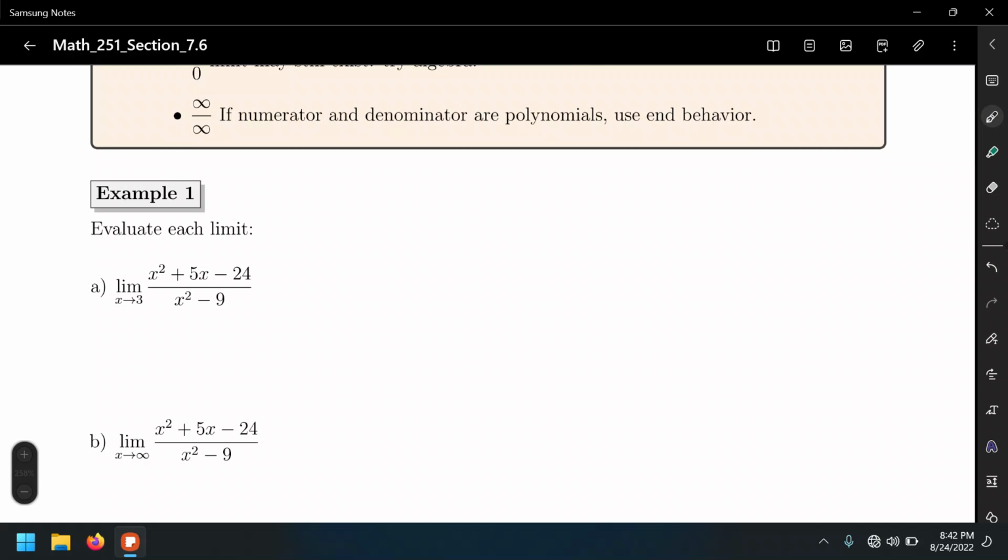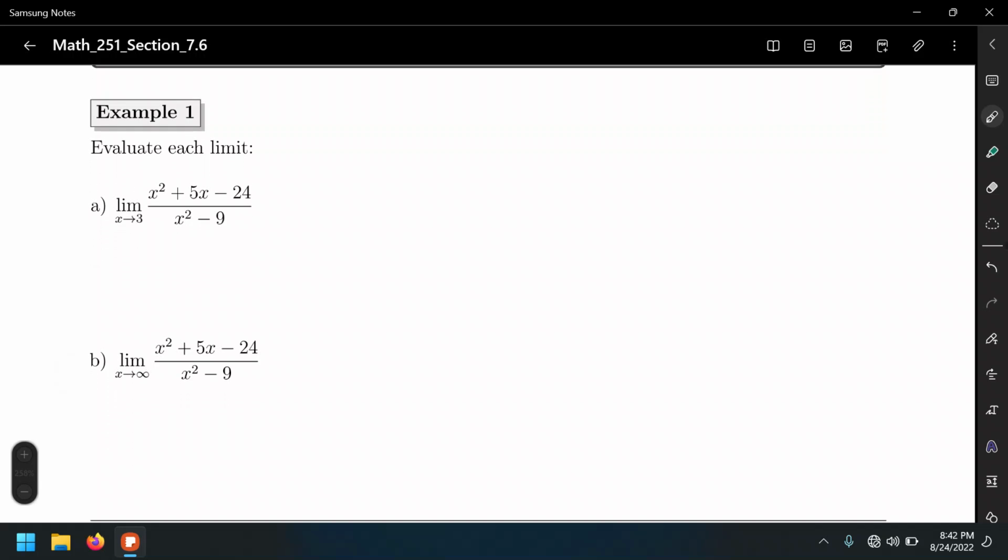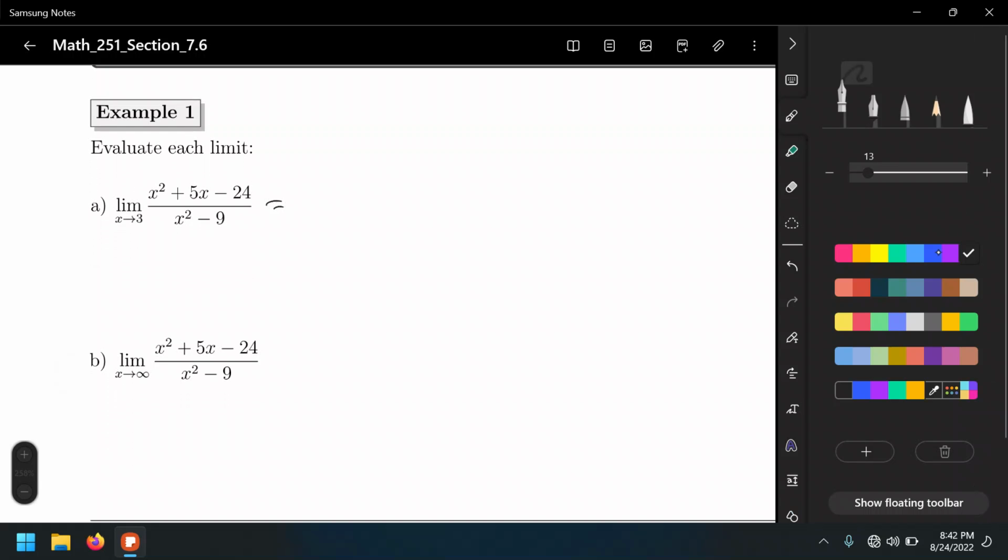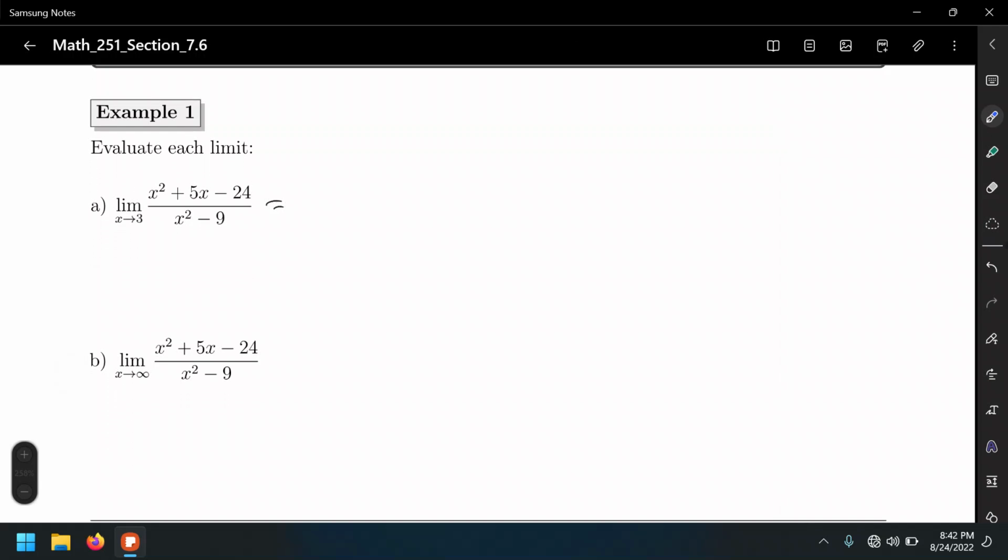And let's have a look very, very briefly at this couple of limits. Actually, they are both the same expression, but what we want to do in this case is the approach. In this case, x approaching 3, and in the second case, x approaching infinity.